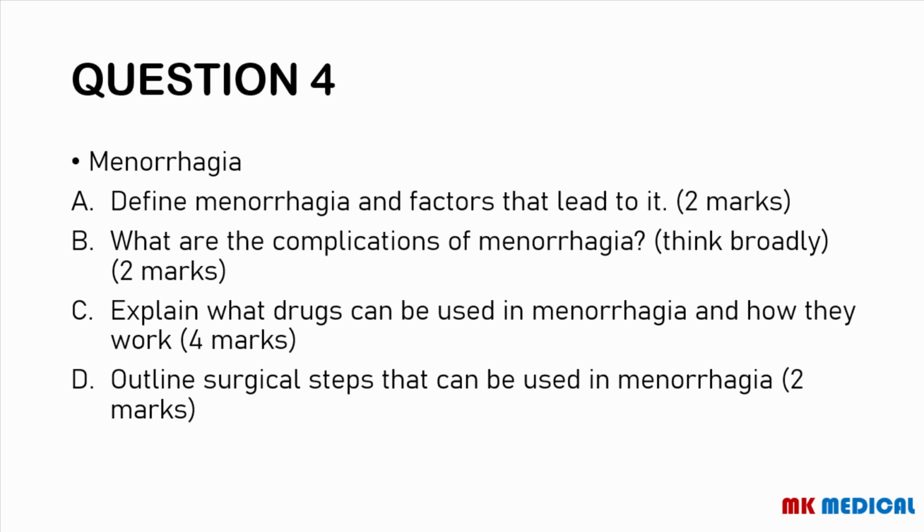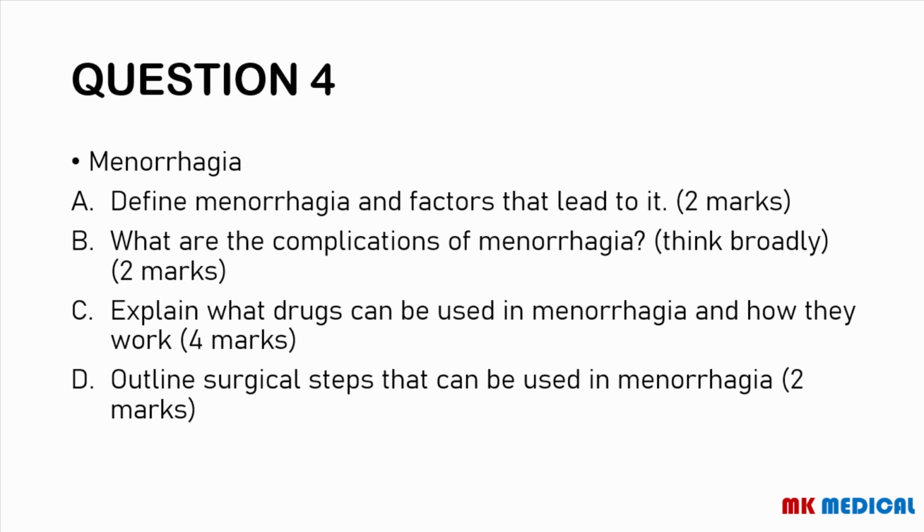So if you look at the first letter of every one of these that I've mentioned, it makes a nice mnemonic that's known as PALM-COEIN. P for polyps, A for adenomyosis, L for leiomyomas, M for malignancy, C for coagulopathies, O for ovulatory dysfunction, I for iatrogenic causes, E for endometrial causes, and N for not specified, or others. Then what are the complications of menorrhagia?